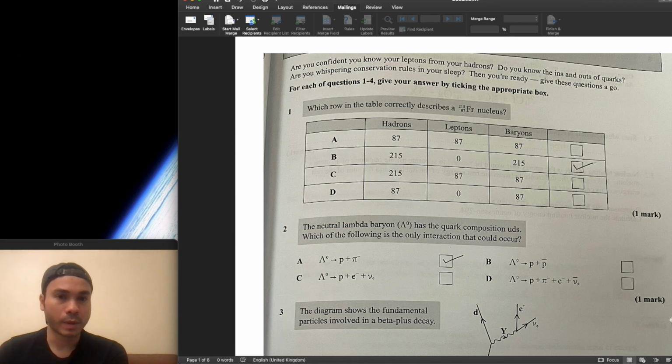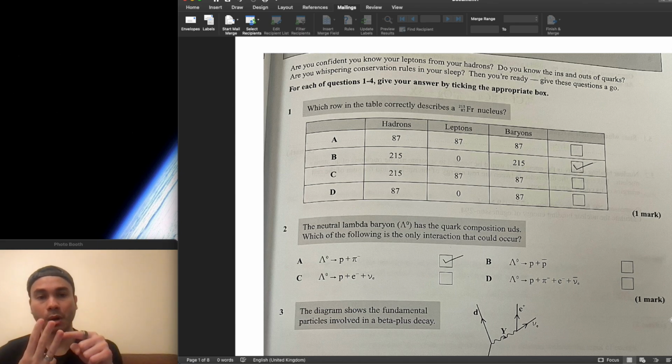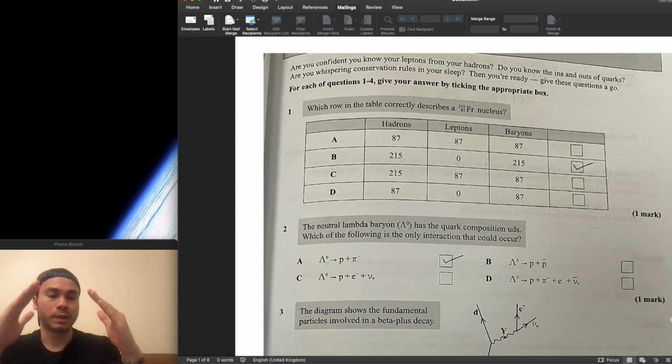It says which row in the table correctly describes a francium nucleus. So 215 is the mass number and 87 is the atomic number. Well, in terms of hadrons and baryons, remember baryons were protons and neutrons. They were made up of 3 quarks. If you watch the video where I go through the theory, you would have found out that protons and neutrons are made up of up and down quarks, and hadrons are split into 2 categories, mesons and baryons, and the mesons were made up of a normal quark and an antiquark, and they came in these pairs.